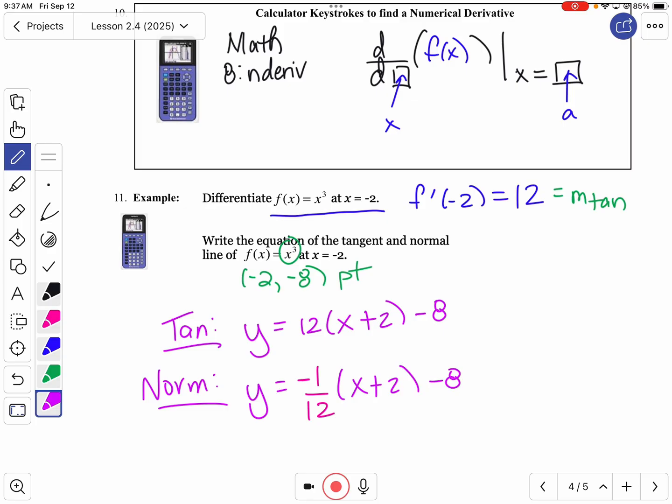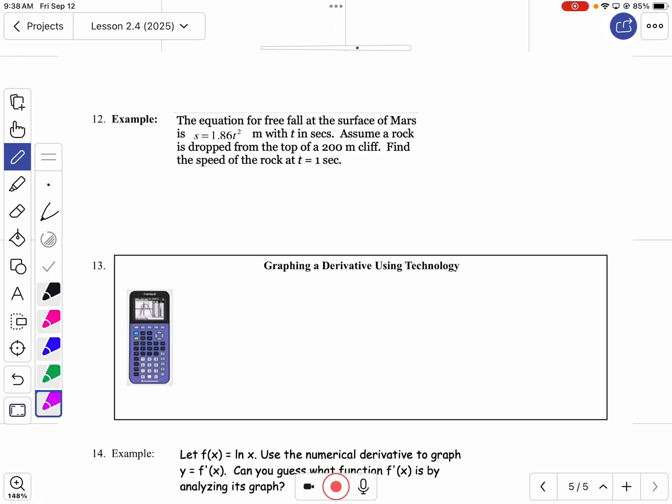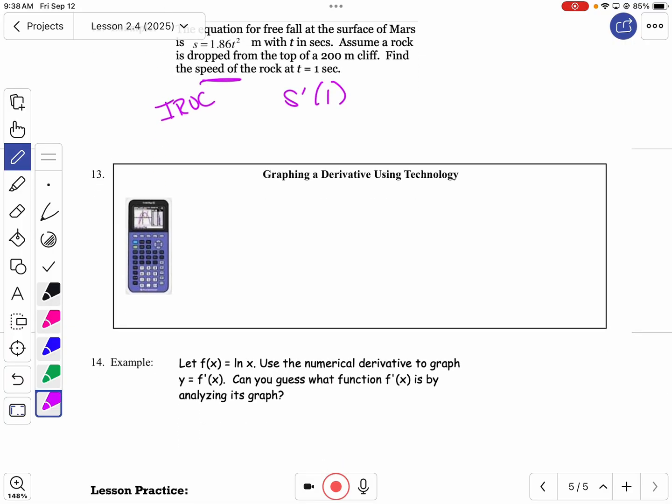Because they give you the equation, they give you the x or the t value you're going to plug in. You're just going to do a derivative, okay? So all you're looking for right here is s prime at 1. Speed would be an instantaneous rate of change. Okay, so that's what we're looking for.